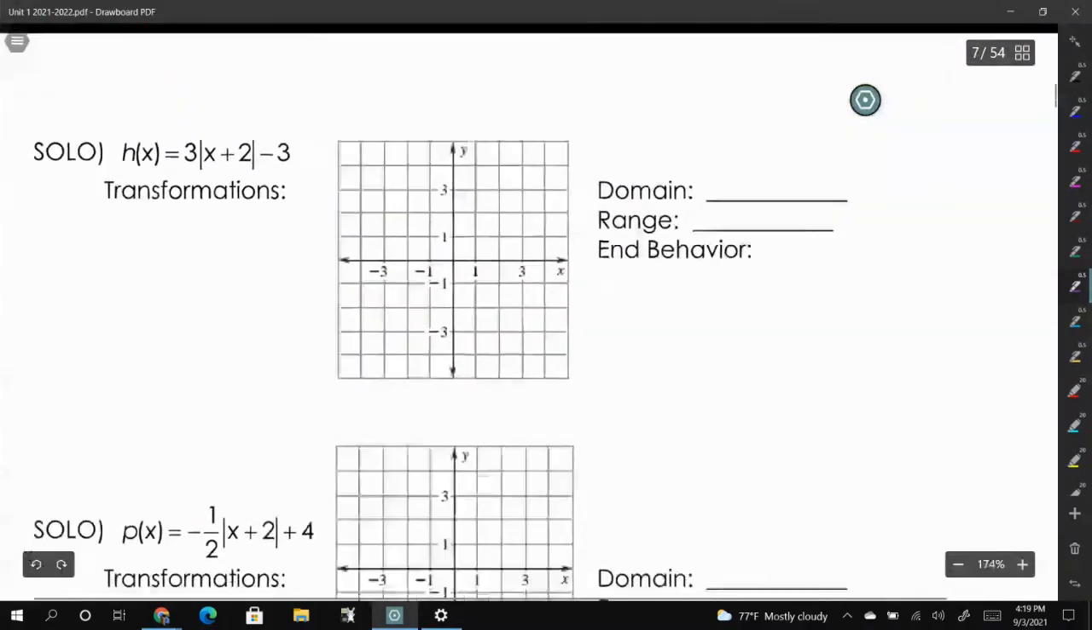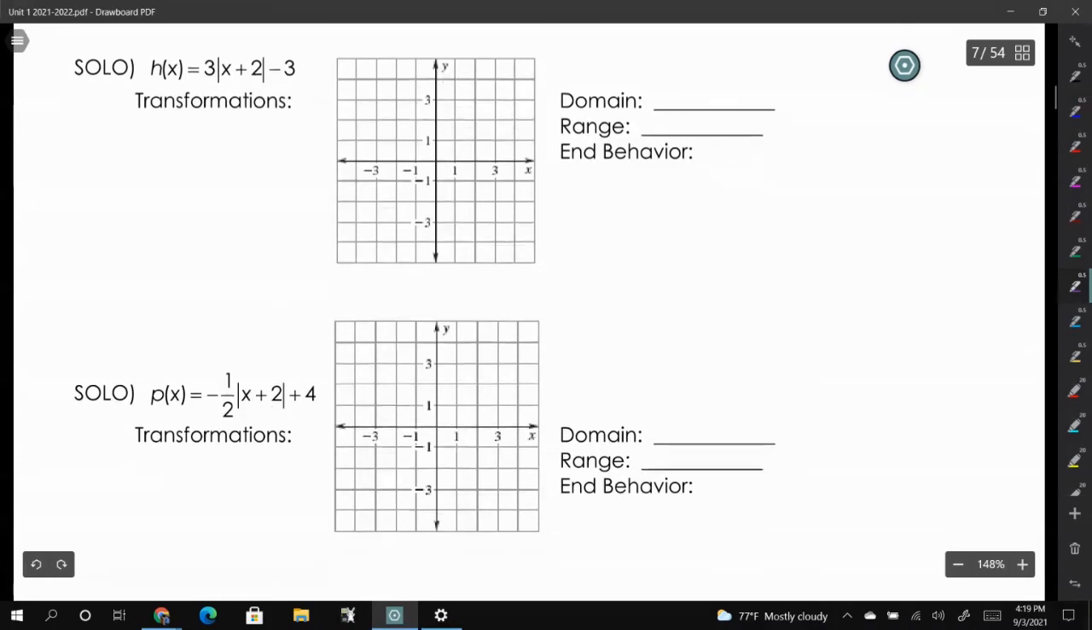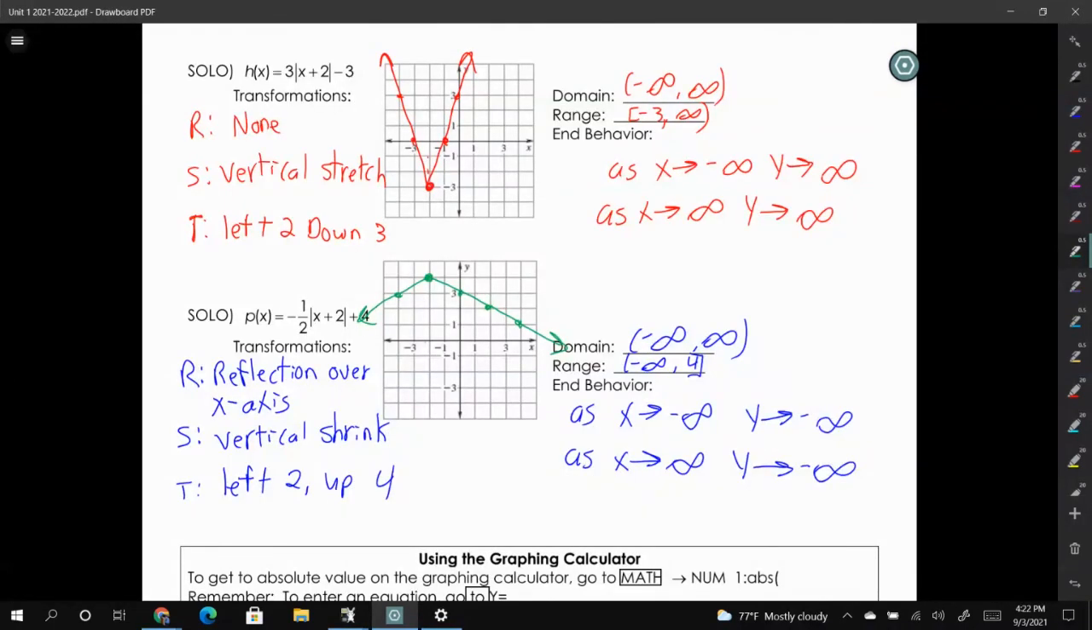So on the next page here, I want you to pause the video and try these. And once you've tried them, unpause it so you can check your answers with mine. All right, so here are the answers. So go ahead and check your answers for these two problems. So pause it if you need to look it over.